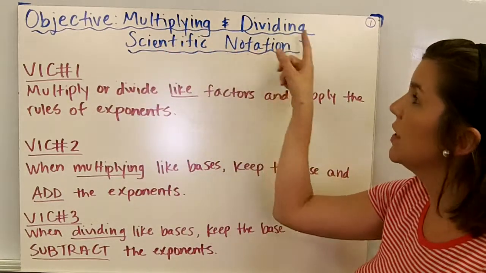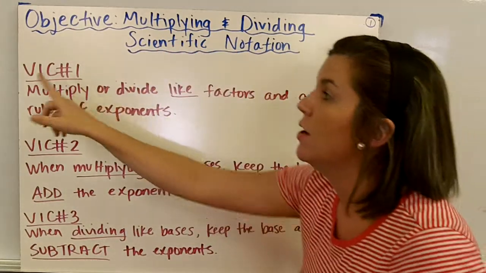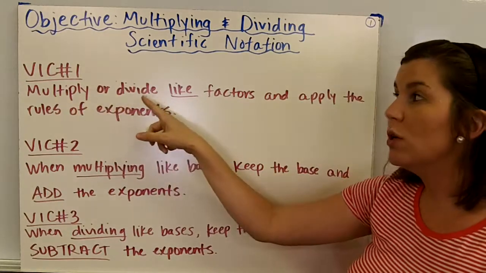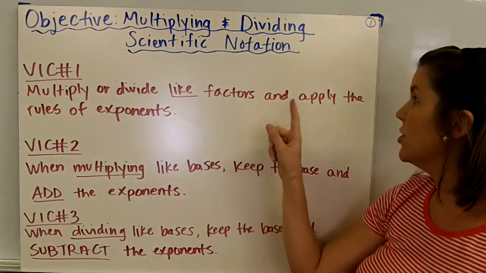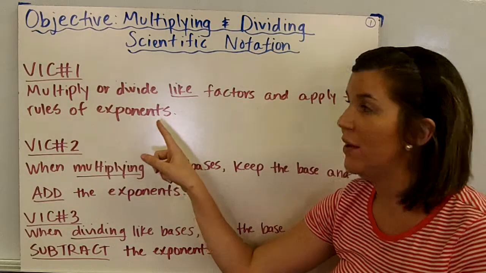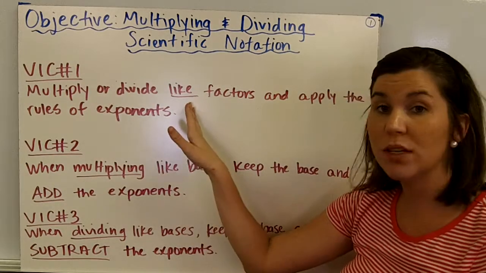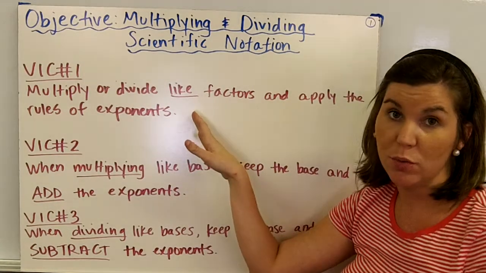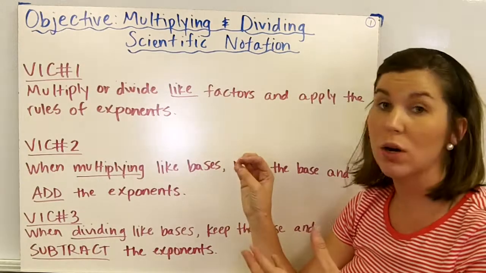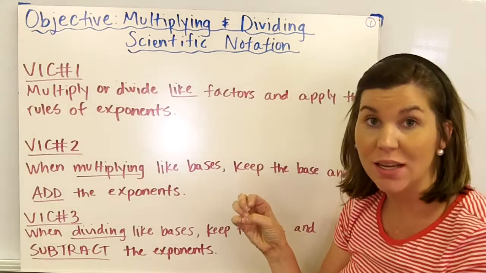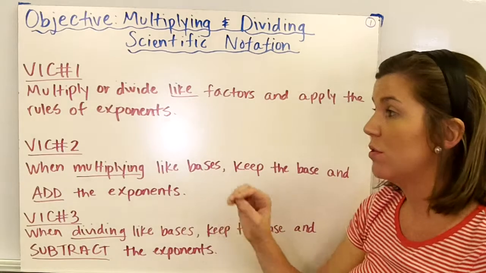Objective: multiplying and dividing scientific notation. Big idea number 1: multiply or divide like factors and apply the rules of exponents. So you're always going to put the ones that are the same together, whether they're two constants or the ones that have base 10 and an exponent, those go together as well.